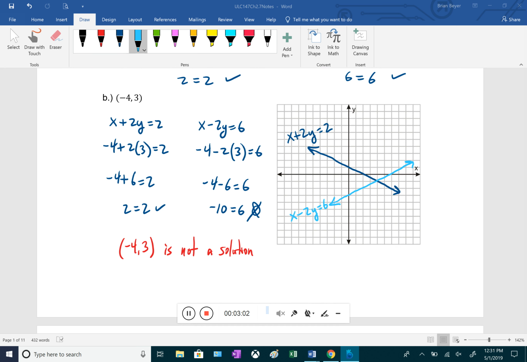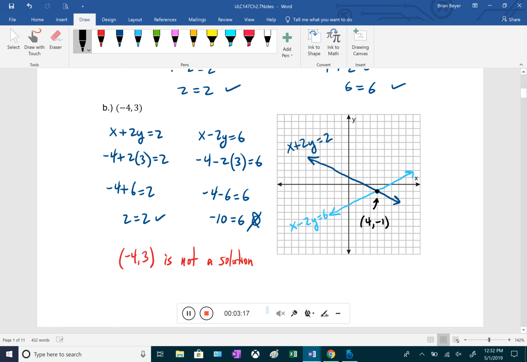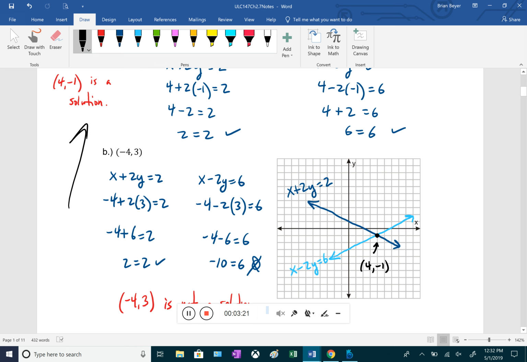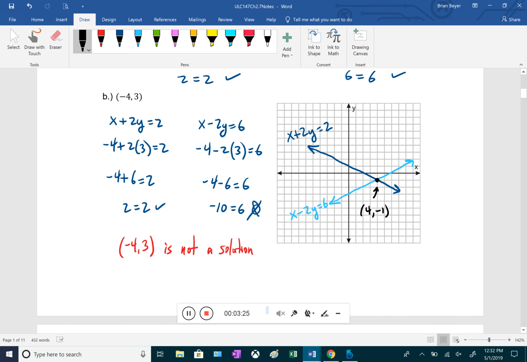So these would be both of the graphs if we graphed them, and we can see that right here is where they intersect, at 4, -1. And we said from part A that was the solution, and we can see graphically that that is the solution to these two equations. So graphically speaking, the solution is where they intersect.